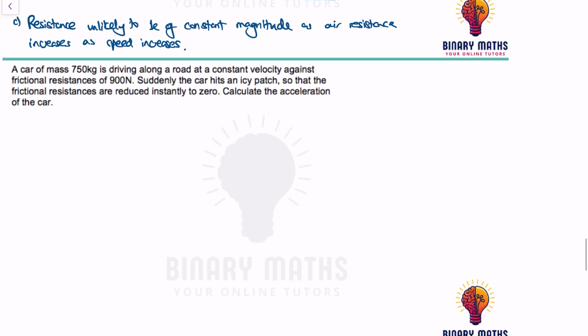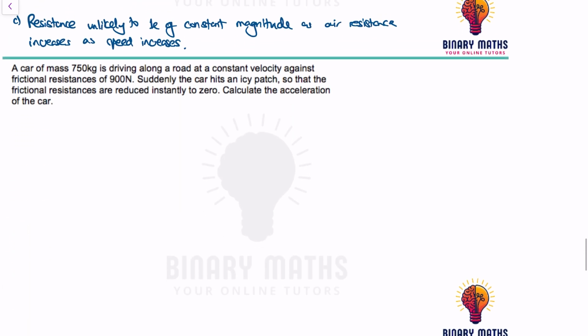Okay, next question. A car of mass 750 kg is driving along at a constant velocity against a frictional resistance of 900 newtons. Suddenly, the car hits an icy patch so that the frictional resistance is reduced instantly to 0. Calculate the acceleration of the car. So we've got two scenarios here: before he hits the icy patch and after he hits the icy patch. So before hitting the icy patch, because that will tell us what the driving force is.